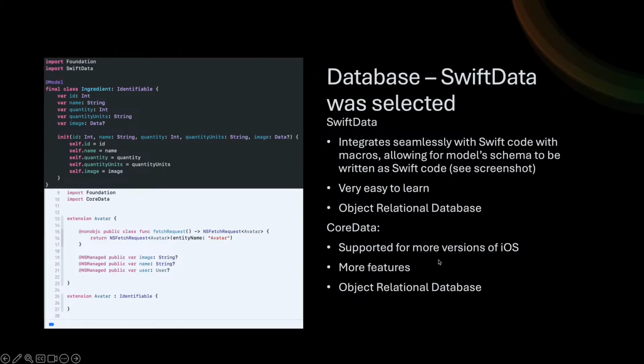Core Data is supported for more versions of iOS. SwiftData is only iOS 17 and up. Core Data has more features, and it's also an object relational database. I chose SwiftData because it's more modern, it's more developer friendly, and it was also quite powerful with Swift code.